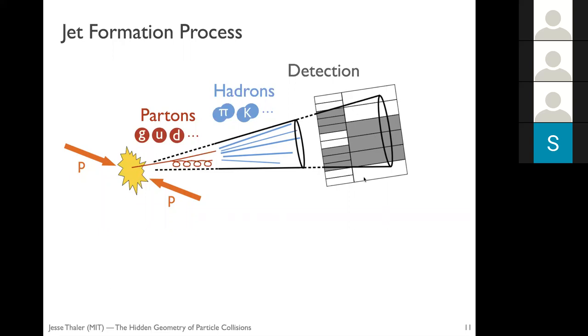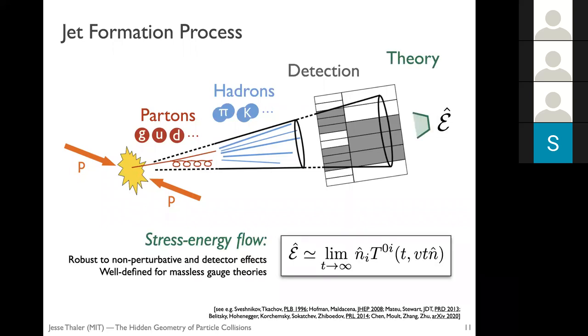We can calculate in perturbation theory most reliably, and also the thing that's most experimentally robust is just the overall flow of energy into the final state. So we can define a stress energy flow operator. The stress energy flow operator is just composed out of the stress energy tensor, T mu nu, but we take the zero component. That's the energy. The i component is just the flow of energy.